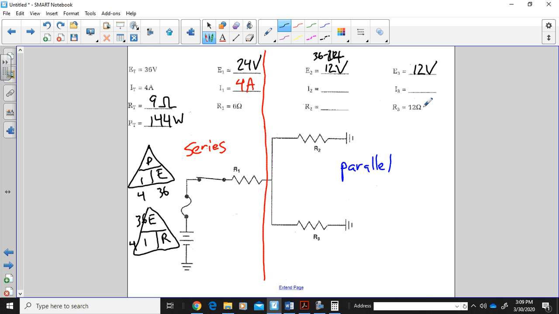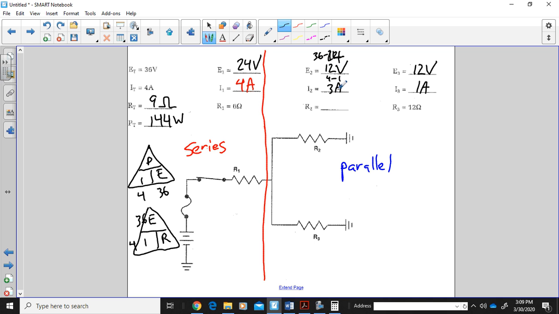Go to the end, you can use your EIR triangle. E divided by R, 12 divided by 12. You might not even need a calculator. 1 amp. We've got all but one current with 4 amps total. So 4 amps comes out, 4 amps goes through here, and then 4 amps splits up. If 1 goes to the bottom, R3, how many goes to the top? So we can do a 4 minus 1. So I know 3 amps has to go there.